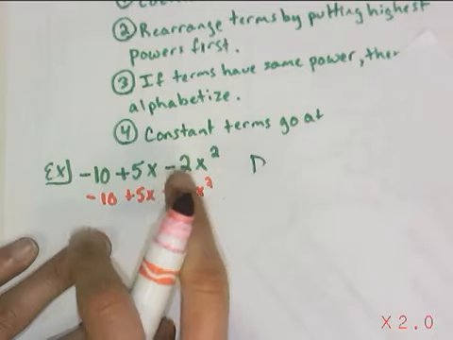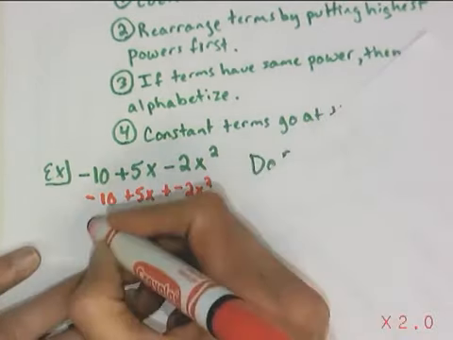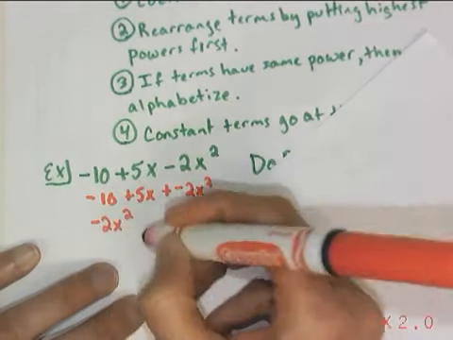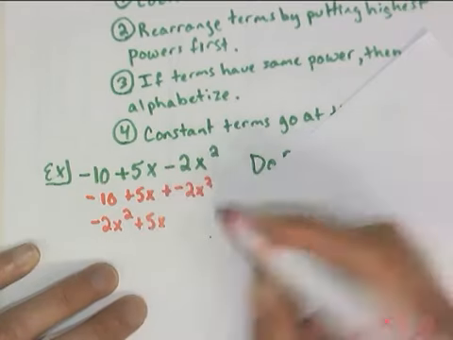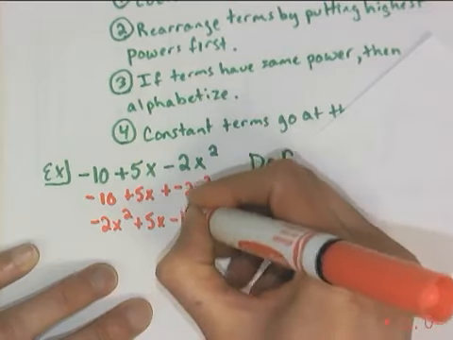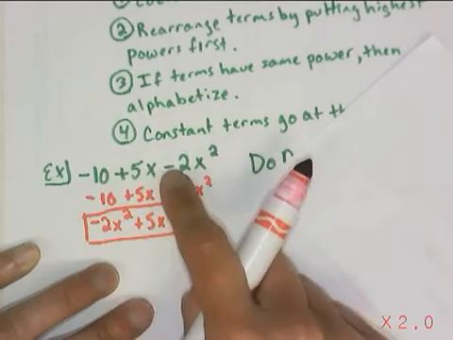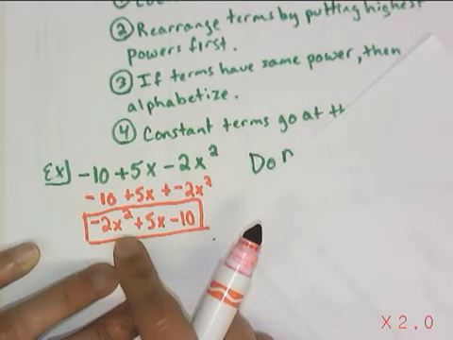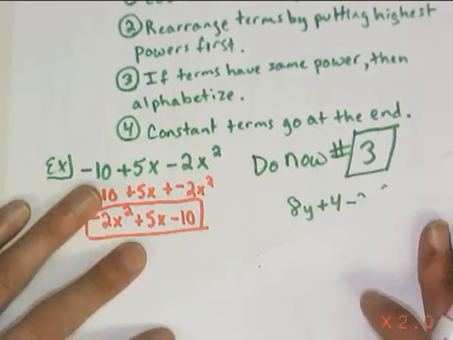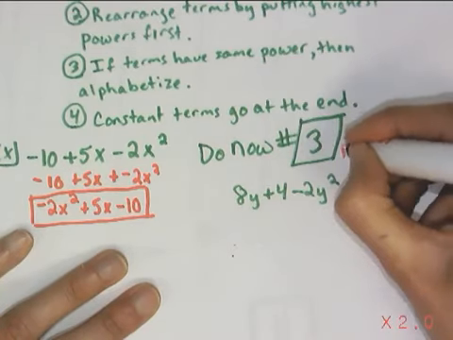So if I am to move them using the commutative property of addition, because this is a power of 2, I'm going to put that term at the front of my expression. And then I'm going to put the 5x, which has a power of 1. And lastly, my negative 10 goes at the end of my expression because it is a constant term. So I've taken this trinomial and put it into standard form. So the last thing that I'm going to have you do today is do now number 3. And you are going to put the expression that you see here in standard form.